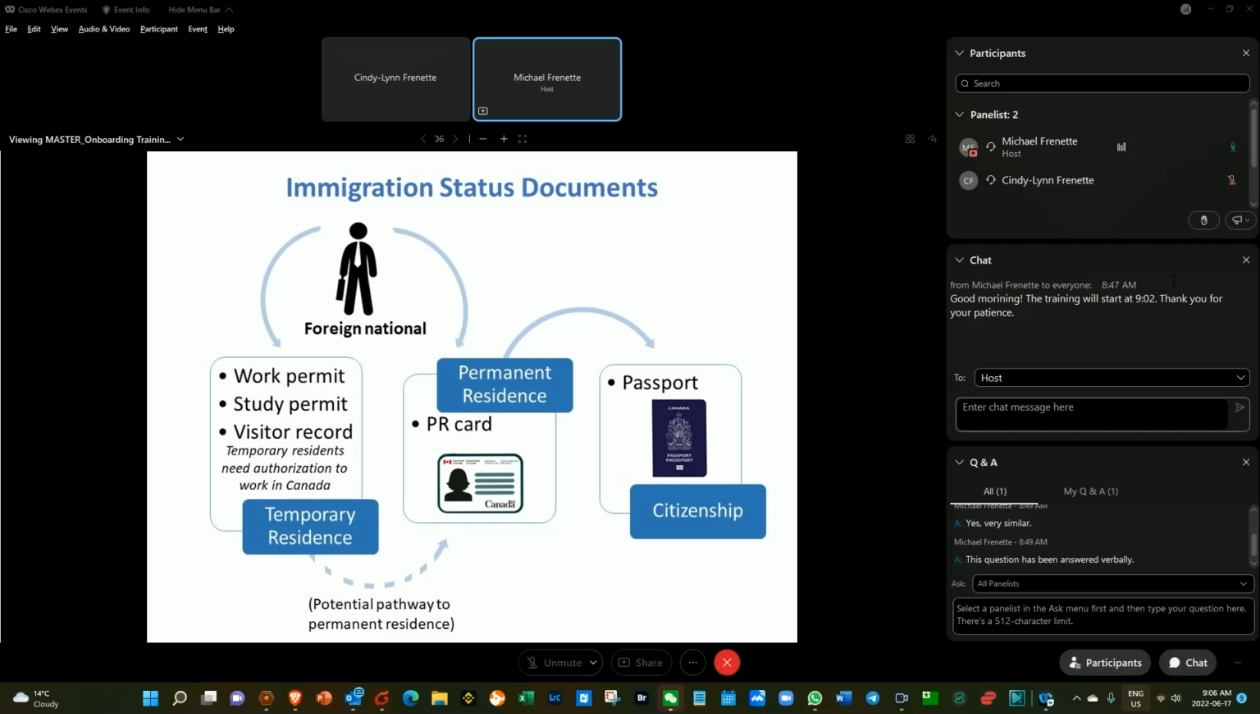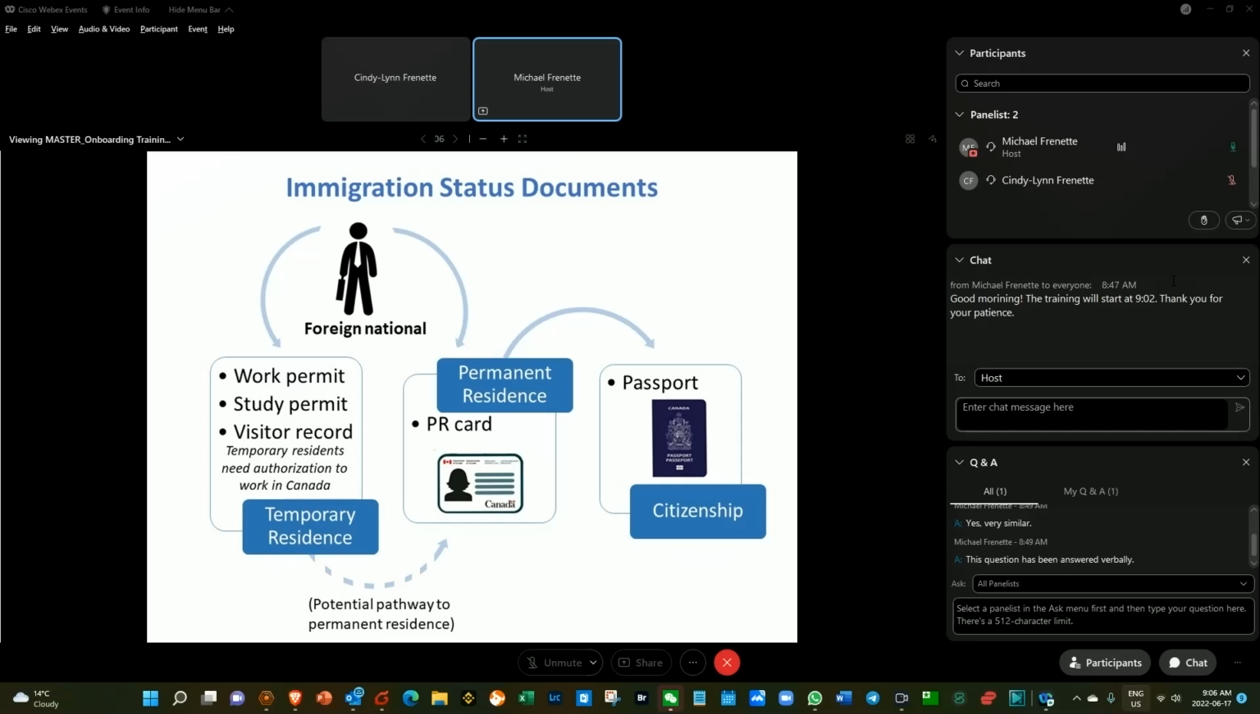It could be the length of their stay in Canada, or what they are allowed and not allowed to do in Canada. And depending on the foreign national's citizenship, they may also require what we call a temporary resident visa or an electronic travel authorization, ETA. That would be required to actually physically enter Canada.